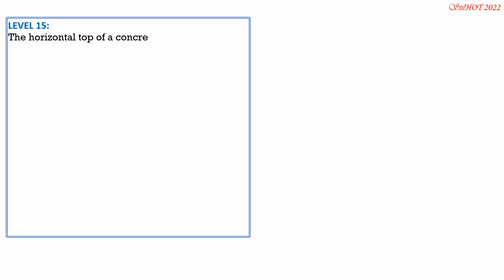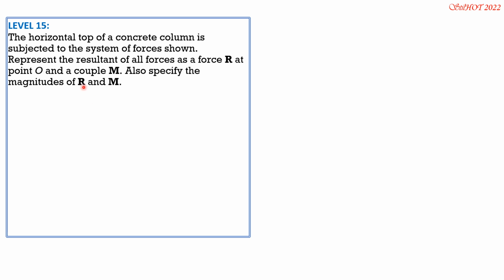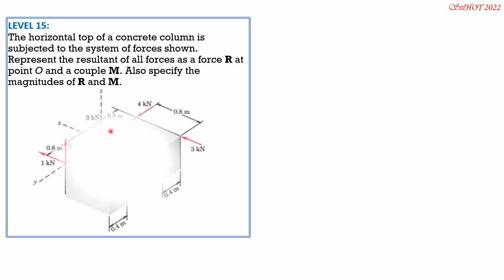The horizontal top of a concrete column is subjected to the system of forces shown. Represent the resultant of all forces as a force R at point O and a couple M. Also specify the magnitudes of R and M. So here is the given figure.